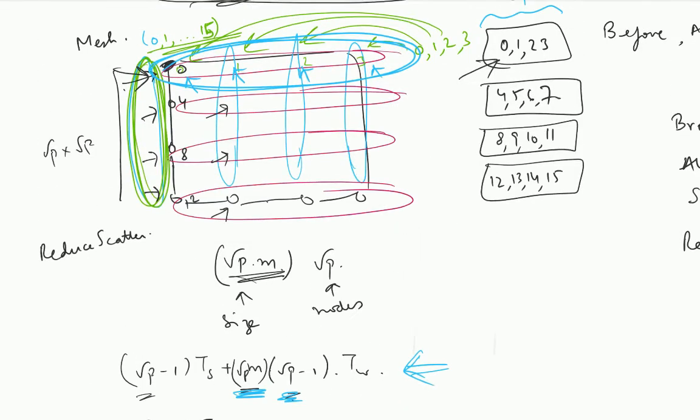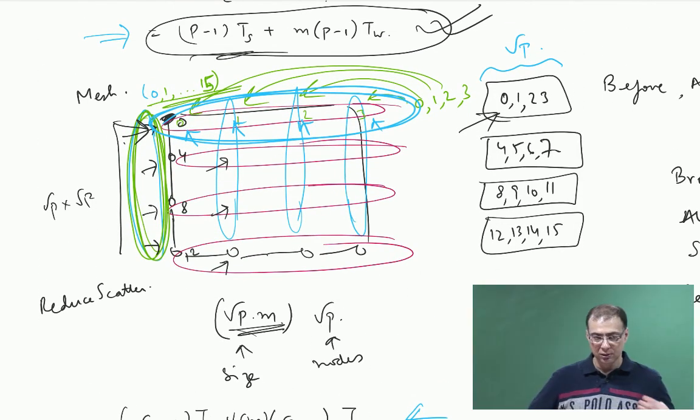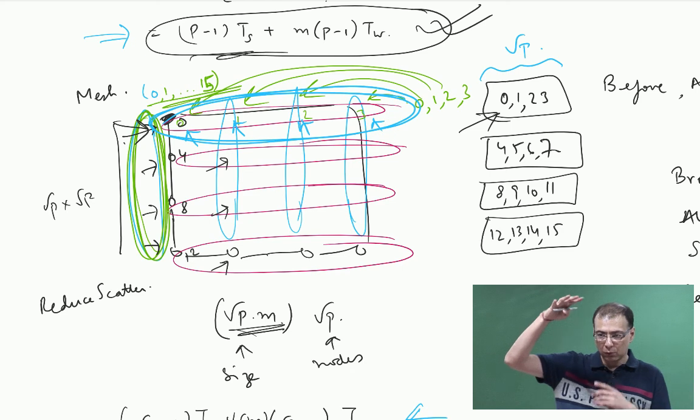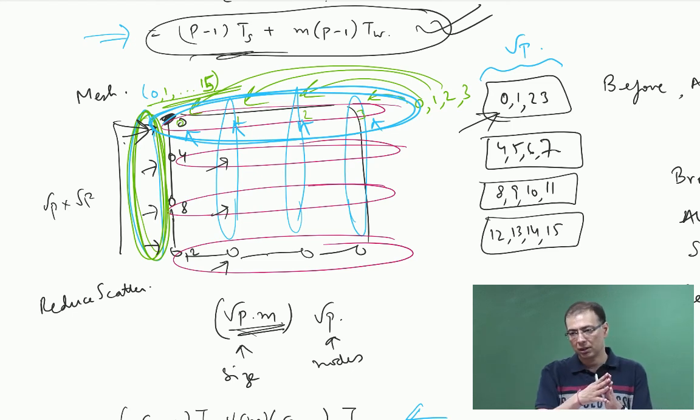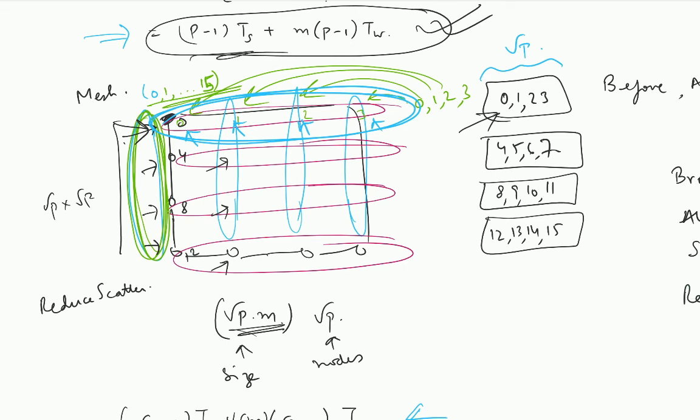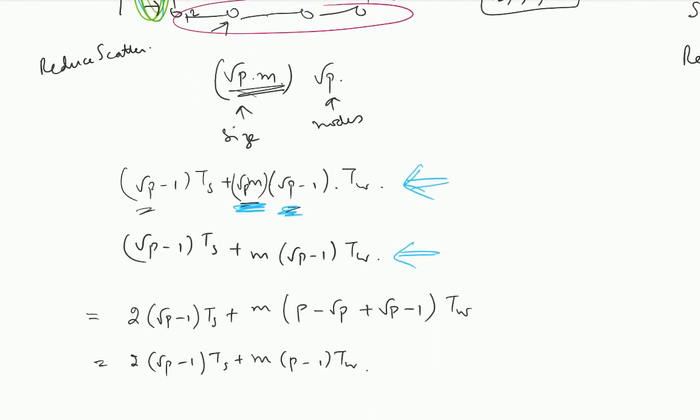Now what we're going to do is, instead of 2 dimensions, suppose I had 3 dimensions, what would happen? First, I would do a reduce scatter along one of the dimensions, right? And then in the next iteration, I would do a reduce scatter in the second dimension, and the third iteration, I would do a reduce scatter along the third dimension. Yeah? And the sizes would keep on reducing by a factor of p to the power 1 by 3, right? Okay. And just extend it.